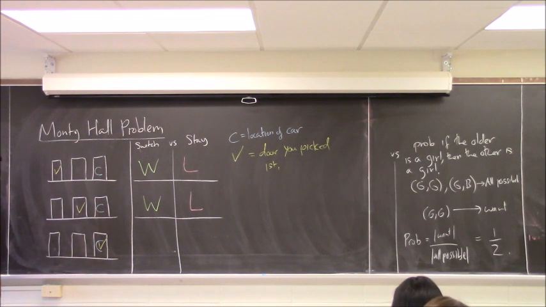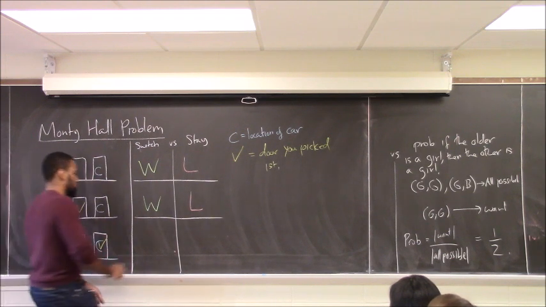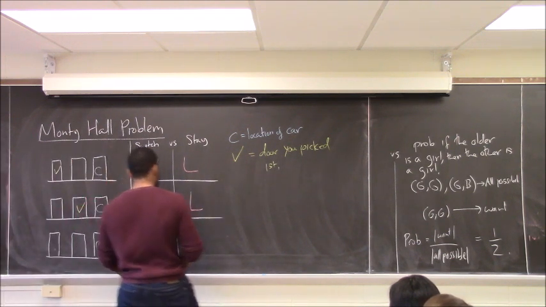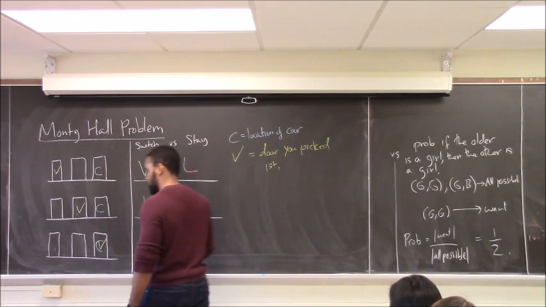Third situation. You pick the car, door number three. He's going to pick one of these doors at random. It doesn't really matter at this point. Let's say he shows you door number one. Hey, do you want to switch? You know what, I'm going to switch. What you would have done is switch from the car to another goat. And in this situation, you're going to lose. And had you been the person who stayed, you would have won.